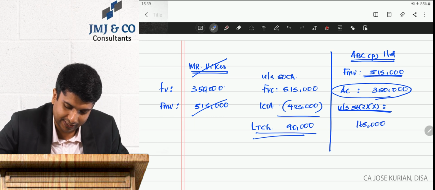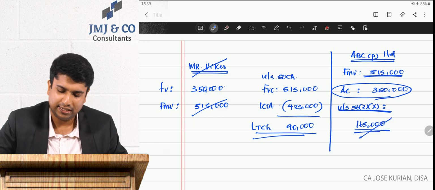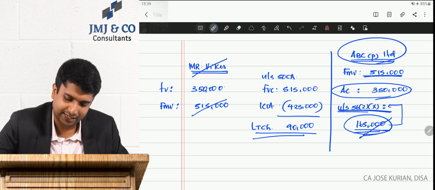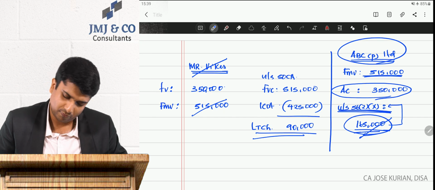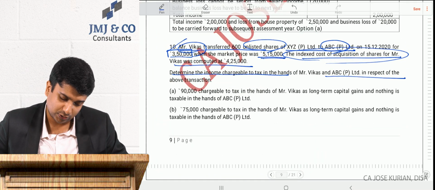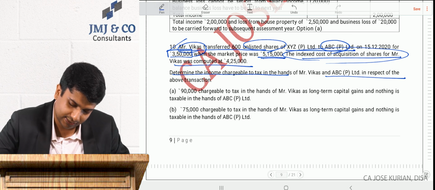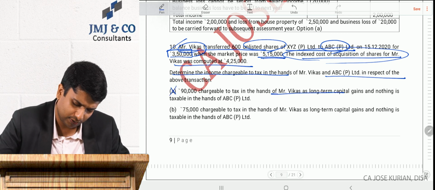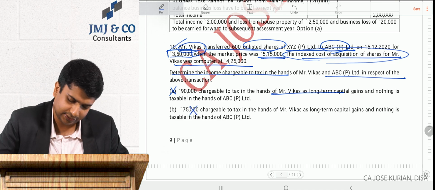It is the difference, and it is more than 50,000, and hence this entire sum will be taxable in the hands of ABC Private Limited under section 56(2)(x). Now let's move on to the answer which is given. 90,000 chargeable to tax in the hands of Mr. Vikas as long-term capital gain, and nothing is taxable in the hands of ABC. It is wrong.